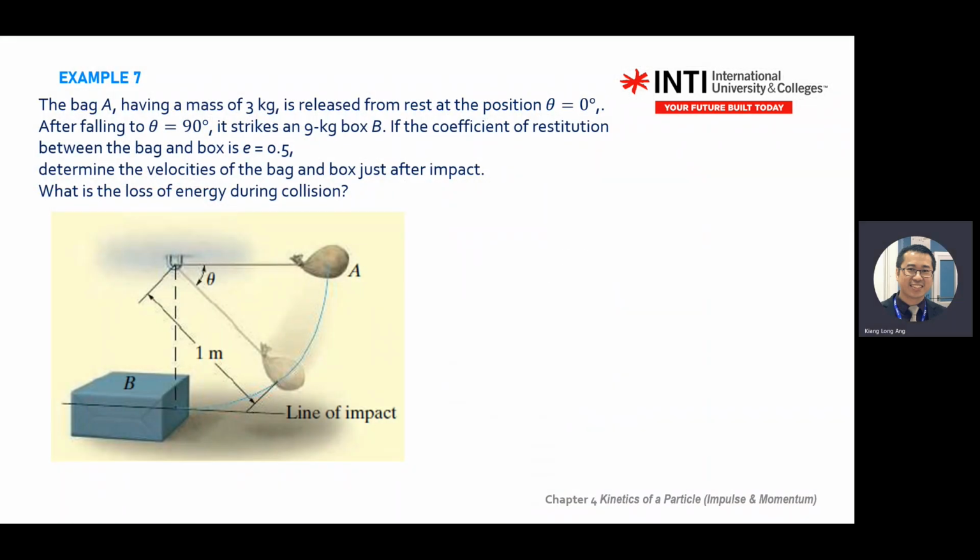Let's do example 7, then we call it a day. Example 7, you look at the diagram. There's one bag A, box B, tied with a rope. What kind of motion do you have? Linear or curvilinear? Curvilinear. Why? You tie to a rope, you swing, you get the curvilinear motion. Curvilinear motion, straight away on the free body diagram, you draw what? All tangent and normal axes.